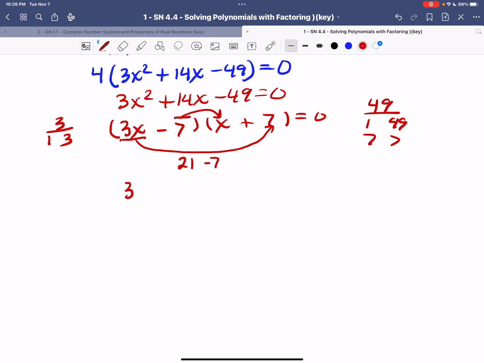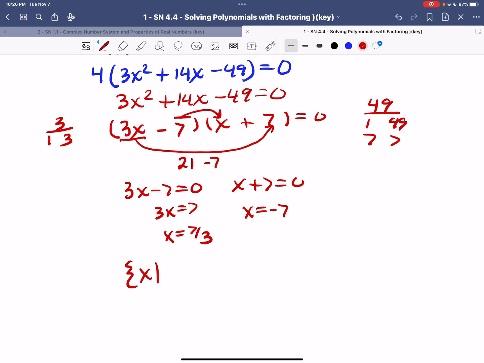All right, and then here's the easy part. Set each factor equal to 0 and then solve. Okay, add 7, sorry. 3x is 7, so x is 7/3. Subtract 7 from both sides, and x is negative 7. All right, put them in. x such that x is an element of negative 7, 7/3.